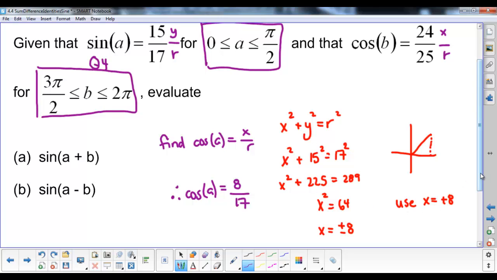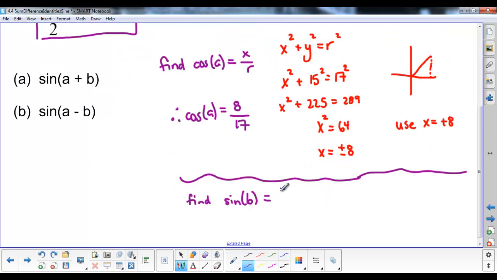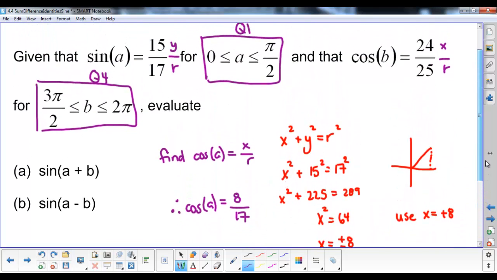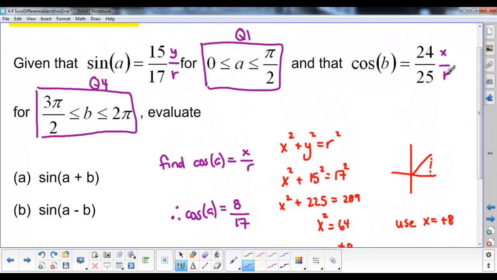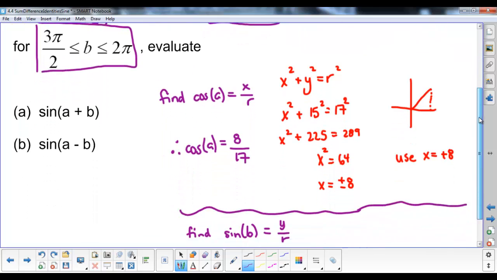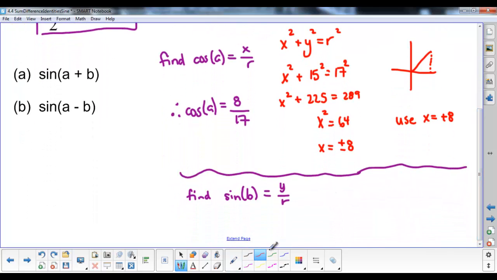Okay, so now we'll try and find sine of angle B. For sine, we need y over r. In the question, we're given x as 24 and r as 25. So again, we'll use the Pythagorean identity.